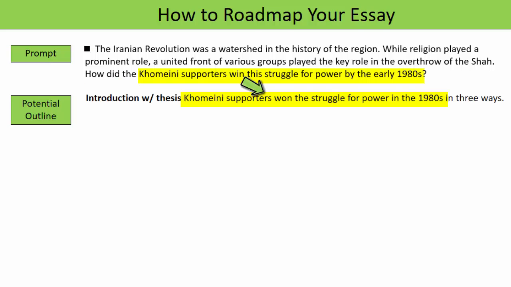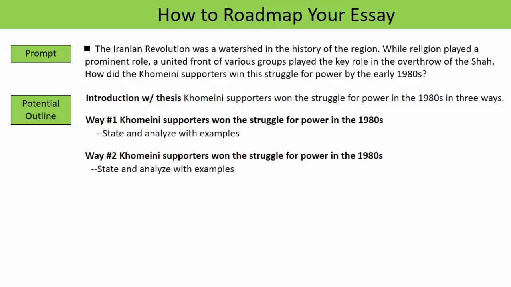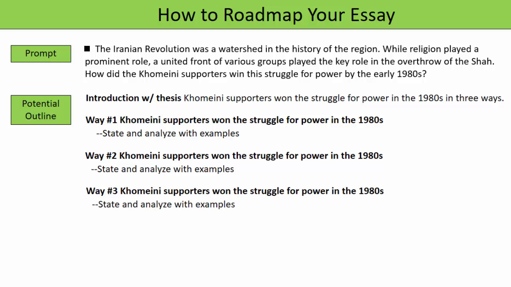After the introduction and thesis, you must list and discuss the ways that Khomeini supporters won the struggle for power in the 1980s. You really don't have any other choice. Your outline would be way number 1 that Khomeini supporters won the struggle for power, way number 2, and way number 3. Wrap it up with a conclusion.